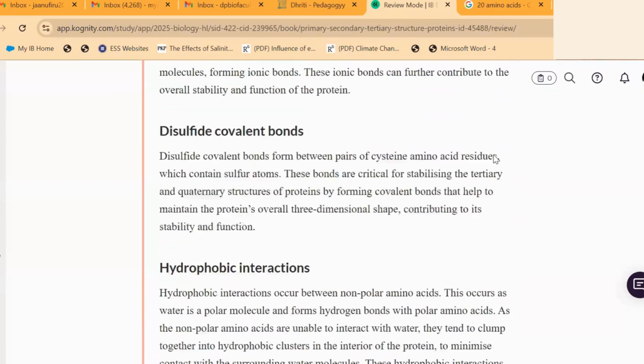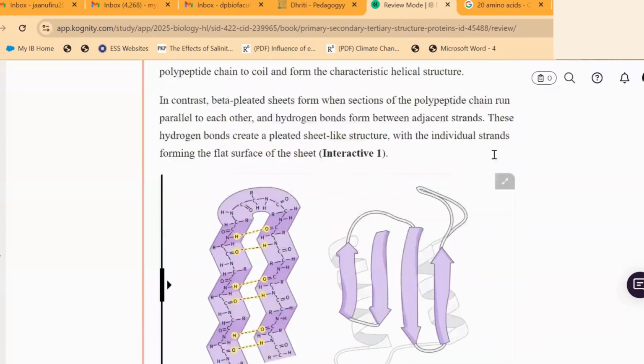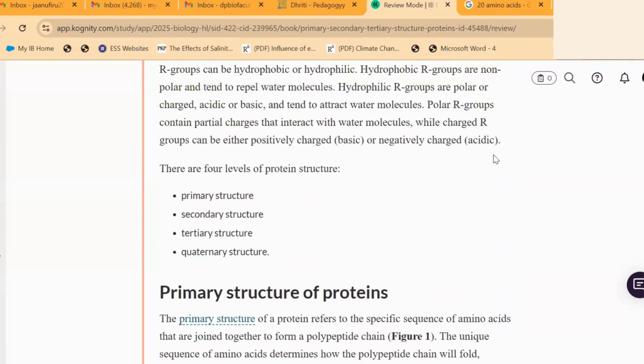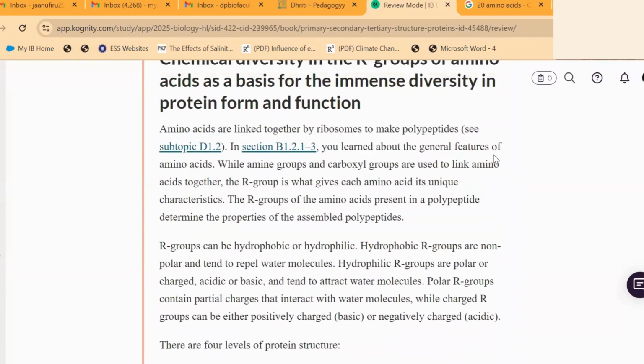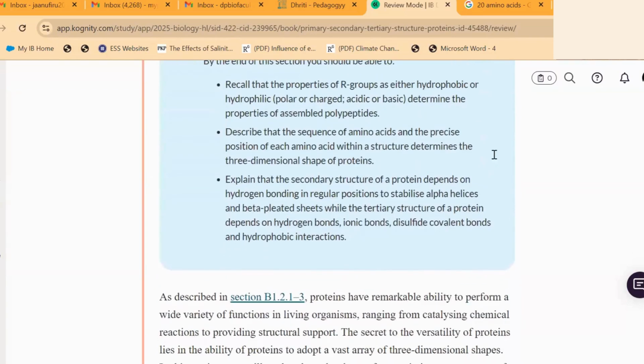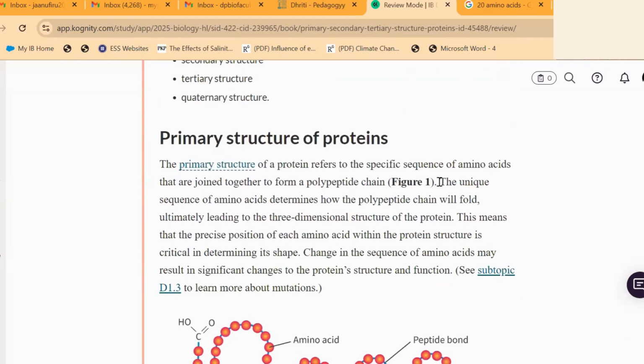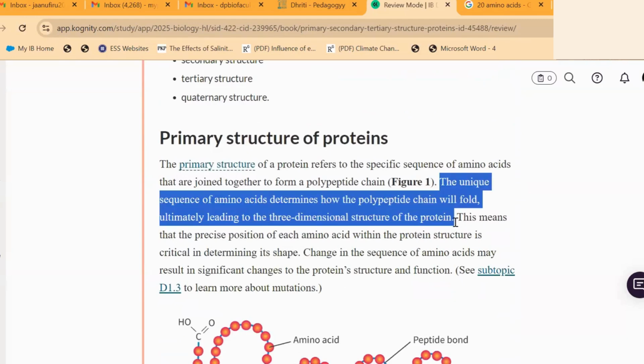Okay, the sequence of the amino acid chain. The amino acid, just amino acid. I even had that same sentence over here when I mentioned it. See, the unique sequence of the amino acid determines how the polypeptide chain will fold. That may lead to the three-dimensional structure of a protein. The unique sequence of the amino acid will determine the arrangement.